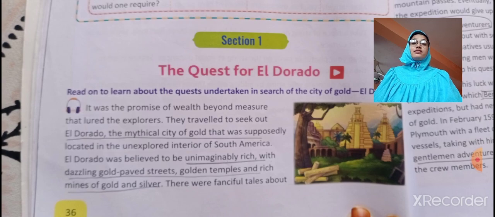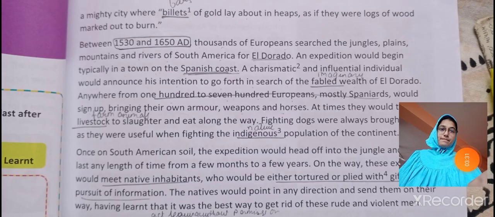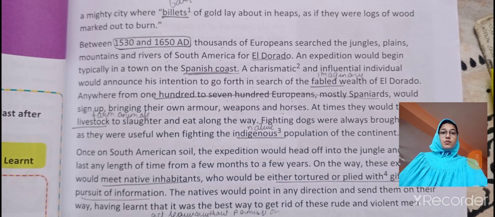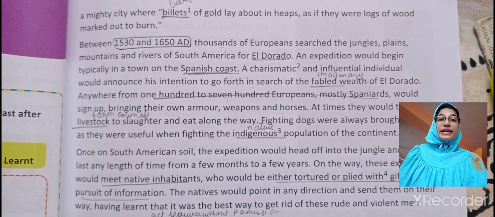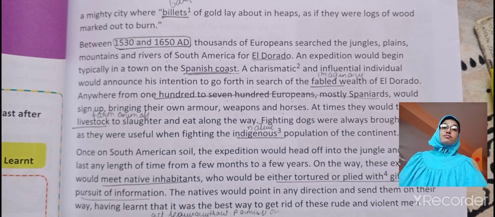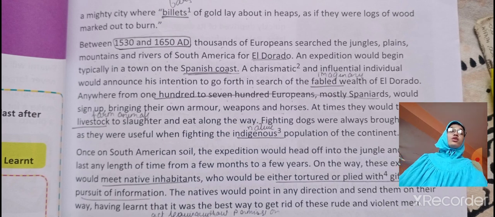There were fanciful tales about a mighty city where billets of gold lay about in heaps. Billets means bars. So there were fanciful tales about this mighty city where bars of gold lay about in heaps as if they were logs of wood marked out to burn. So as if we keep the logs of wood which are marked out to burn, in the same way there were bars of gold about in heaps. So this was an amazing city which was full of gold.